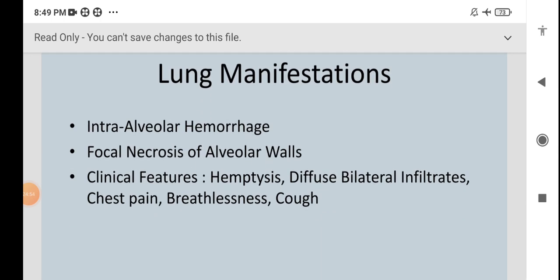Lung manifestations: intra-alveolar hemorrhage, focal necrosis of alveolar walls, clinical features like hemoptysis, diffuse bilateral infiltrates, chest pain, breathlessness, cough.